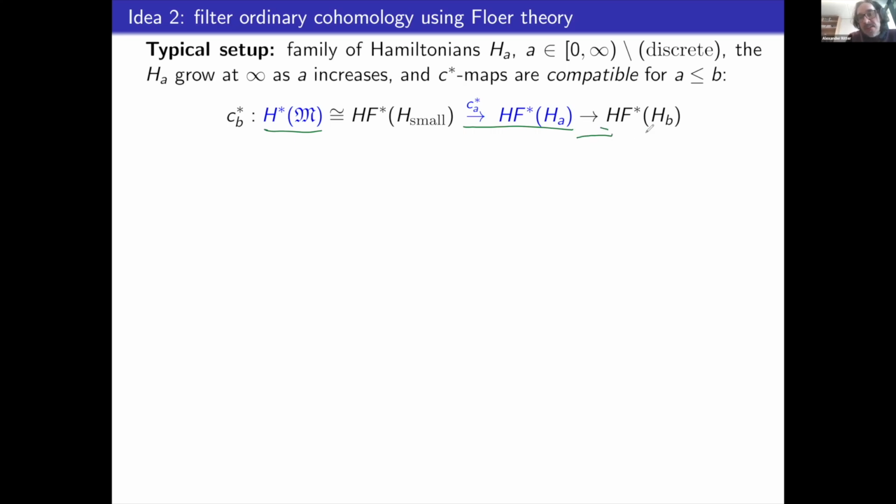If I now compose with another continuation map that increases the growth of the Hamiltonian at infinity, I get this composed continuation map. And in applications, these continuation maps are compatible in the sense that this diagram commutes. And so what this means is that these kernels that we're looking at, they grow more and more.